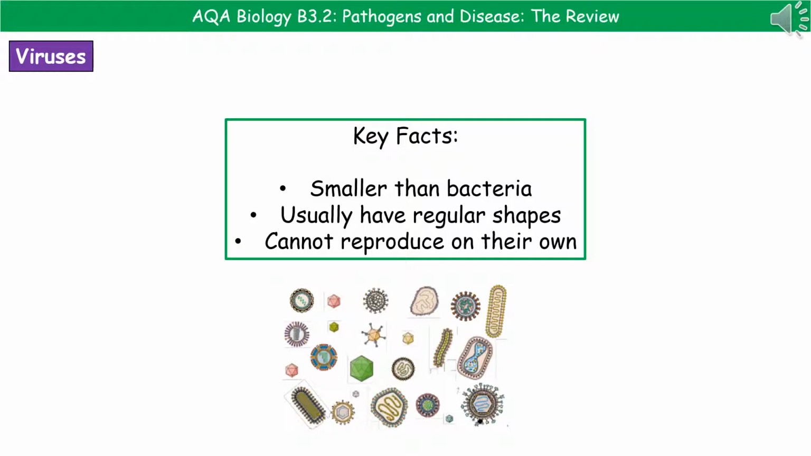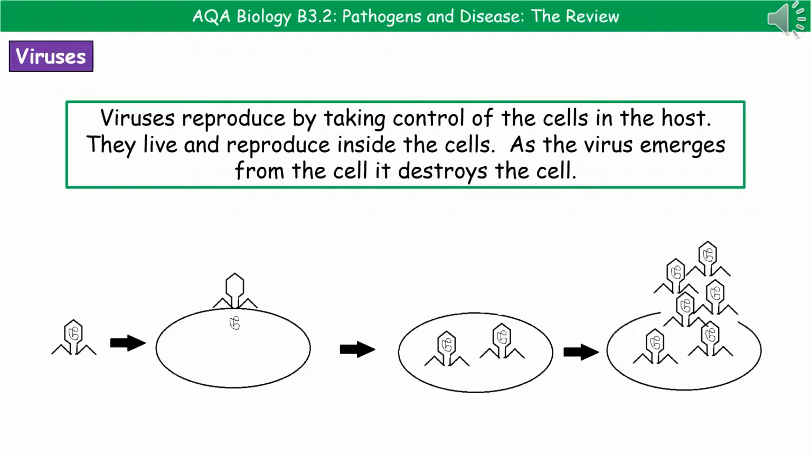Second type of pathogen we're going to look at are the viruses. If we think about a virus, they are smaller than bacteria first of all, and they usually have a regular shape to them. And you can see some of the shapes of viruses at the bottom there in the illustration. A key thing about viruses though is that they can't reproduce on their own. The only way they can reproduce is by taking over a host cell and using all the machinery within that cell to make more virus particles.